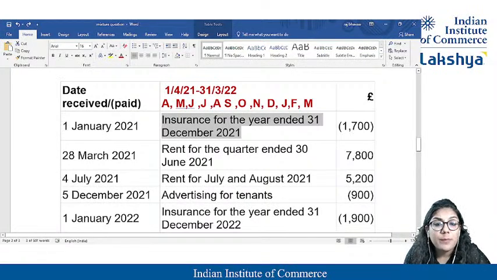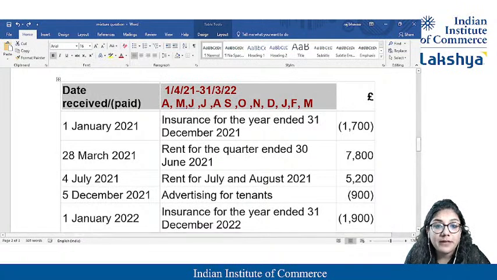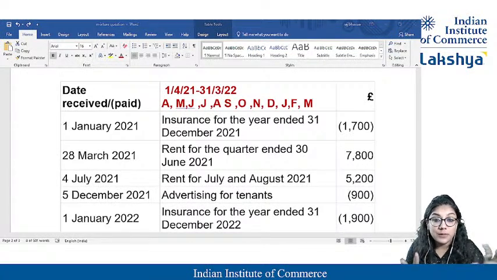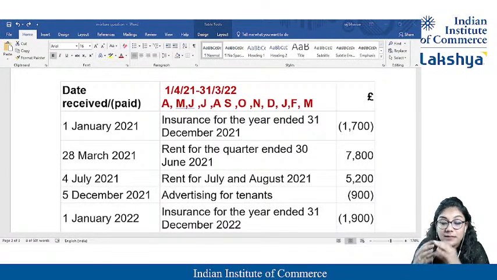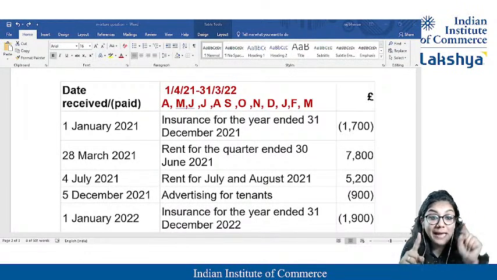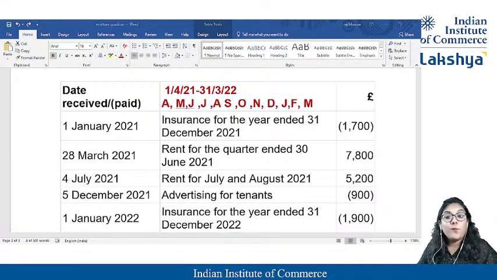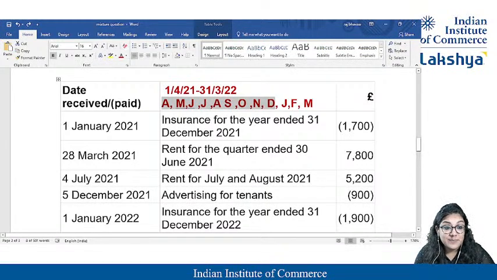So how much did you pay insurance for, the year ended till 31st December 2021? You have paid an insurance till this period. How many months have you paid? My year starts from 1st April 21 till 31st December, so only 9 months of this expenditure fall in the current year. So how much will I take? It will not be 1700 as my expenditure, guys.